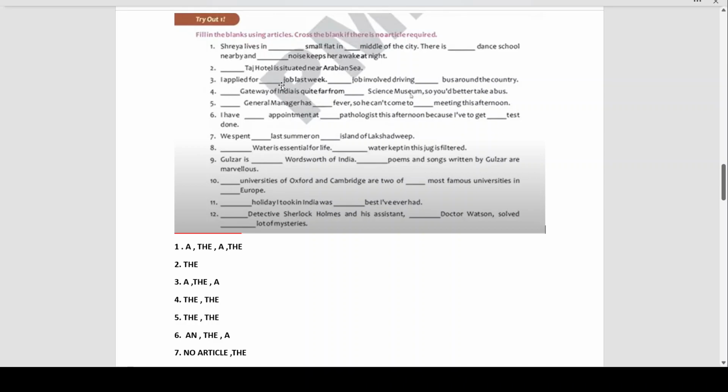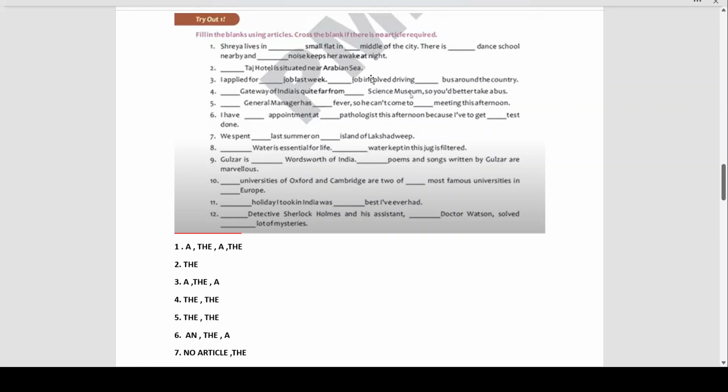Number three, I applied for a job last week. I don't know which job I applied for, whether a job of a receptionist or a doctor or what. I just applied for a job last week, indefinite. The job involved driving. Why the job? Because I have already specified that I'm applying for a job. So in the second sentence, I'm referring to some job which I've already spoken about.